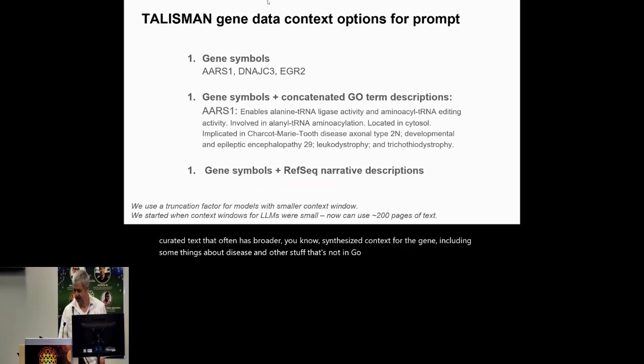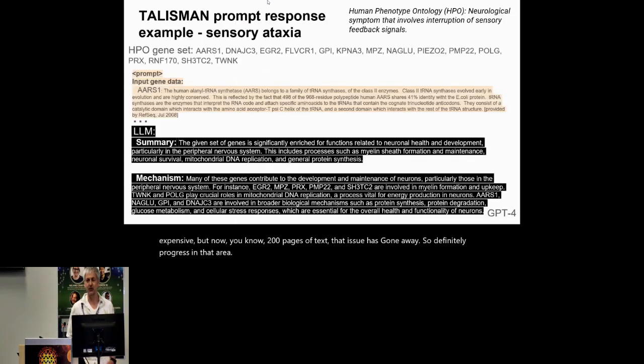essentially. Now, when we started this just over a year ago, the context windows were small, things were expensive, but now, 200 pages of text, that issue has gone away. So definitely progress in that area. All right, so now we'll go through a couple examples of Talisman prompt and response.